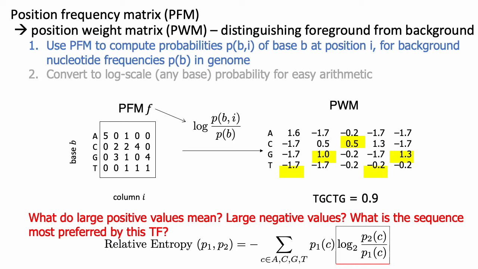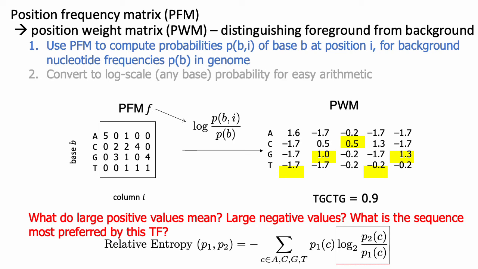And so basically that logarithm, that log ratio, is again going to be positive when you see that base more often in your PFM, so in your bound fragments, compared to your control fragments represented by P_b. And the bigger the number is, the more positive that number is, the more deviating your base, the more frequently you see the base in that particular position compared to the control fragments. And so repeating that calculation, you can fill out this PWM table and compute a score for each base in each position.